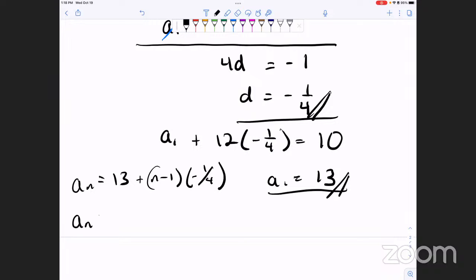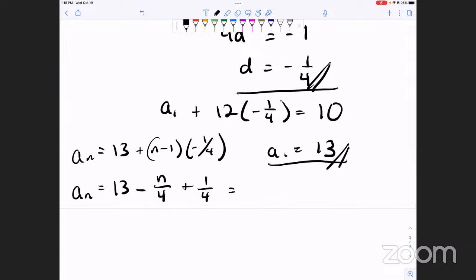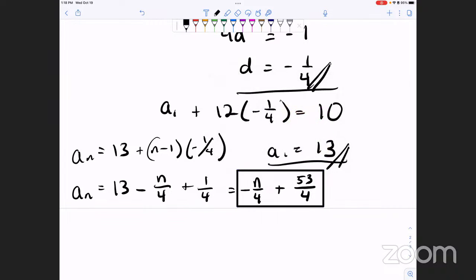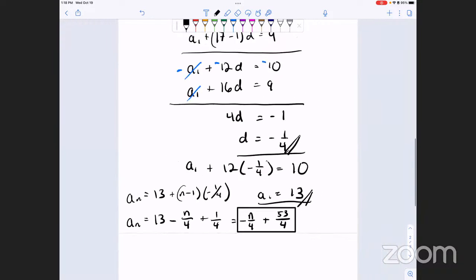If we simplify, minus n divided by 4 plus a quarter. 40 plus 12 is 52, so 53 over 4. I think that this is our nth term here. Now we can check it before we submit it. Let's compare it to what was given.